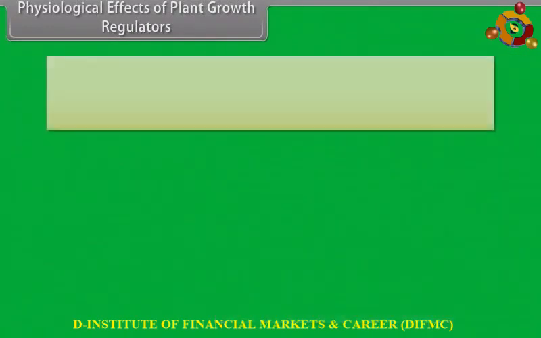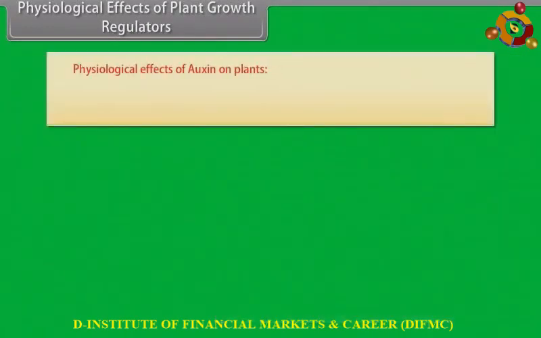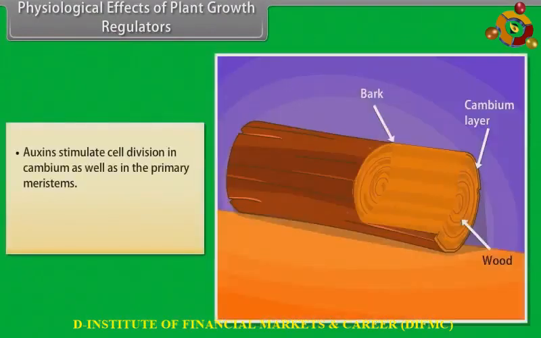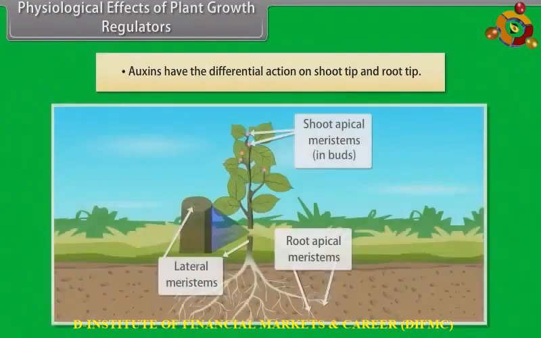Physiological effects of auxin on plants. Suppression of lateral buds by the apical bud is called apical dominance, and it is due to transportation of auxin. Auxin stimulates cell division in the cambium as well as in the primary meristems. Cell elongation is an important role played by auxins. Auxins have a differential action on shoot tip and root tip.